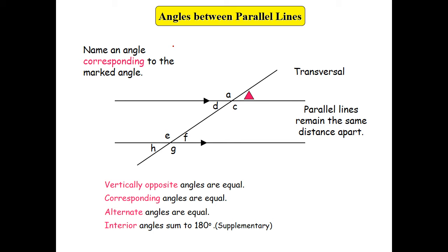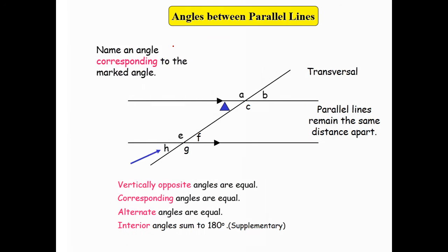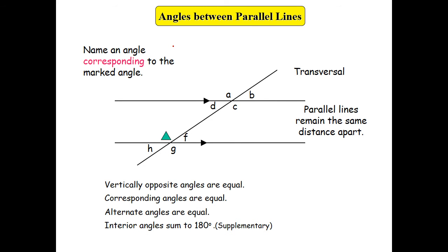Name an angle corresponding to the marked angle. So what would it be? Angle F. Yes. Next, what about this one? Angle H. Good. Next, angle A. Good. Next, angle G. Good. Next, angle E. Good, because these are alternate angles, right?